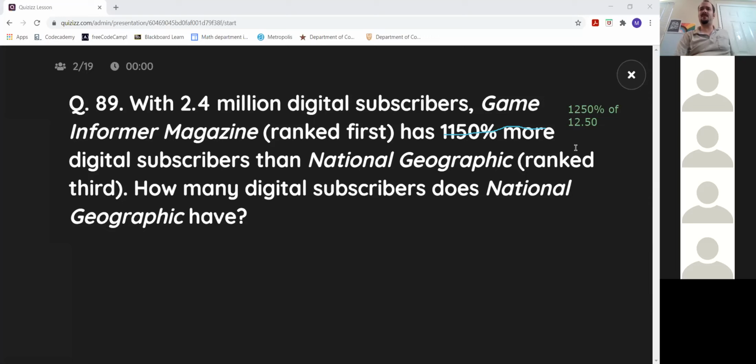So I think what I'm saying is, let me get rid of my annotations. This one, National Geographic, would be the smaller one. So how do I get from the smaller one with the number 12.5 and get to this one? And how do I get from here to here? I got to do the opposite to get from here to here.